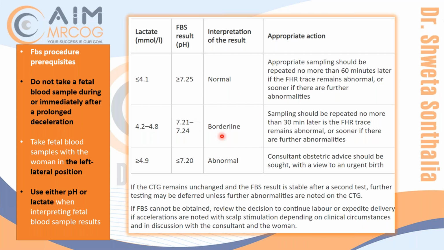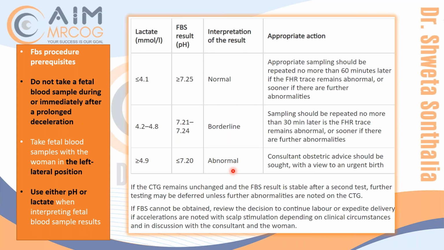If it is borderline, what will I do? You will repeat it in 30 minutes because you're more worried. If it is normal, you're less worried, so you repeat it in 1 hour. If it is borderline, you will repeat in 30 minutes. And if it is abnormal, anyway, you are not going to wait and you will deliver. So this is how you have to interpret your fetal blood sampling values. This is a very common question in the exam, so you should remember it really, really well.